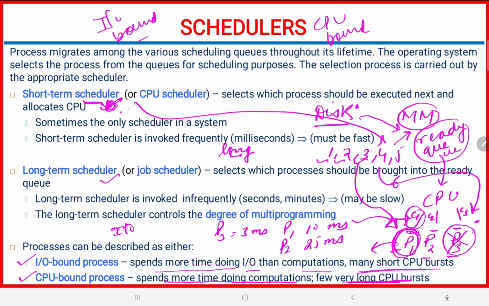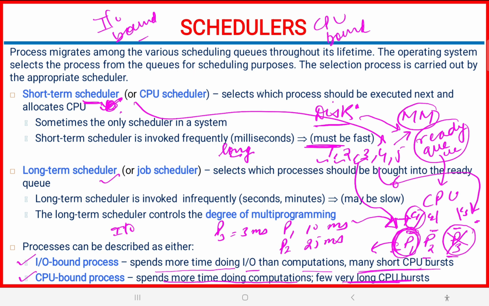What I've told you is the short-term scheduler executes quite frequently. It needs to be very fast. It must operate very fast. In comparison, the long-term scheduler executes quite infrequently, maybe after some seconds or minutes, whereas the short-term scheduler may have to execute after every few milliseconds. The long-term scheduler executes infrequently, maybe in some seconds or a few minutes, when new processes are created in the system.